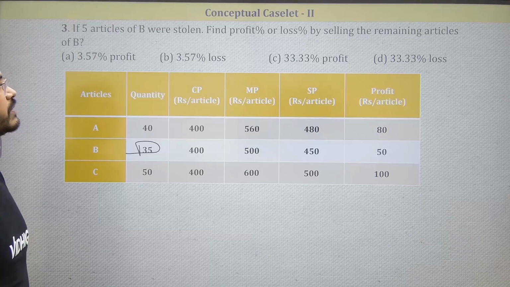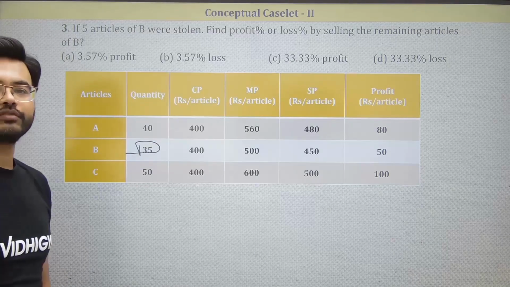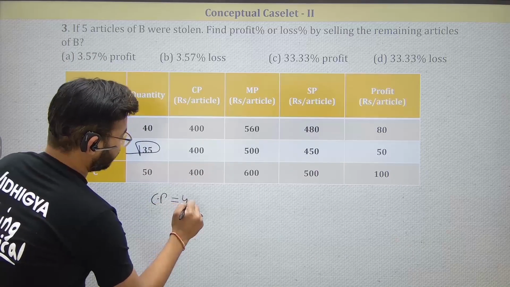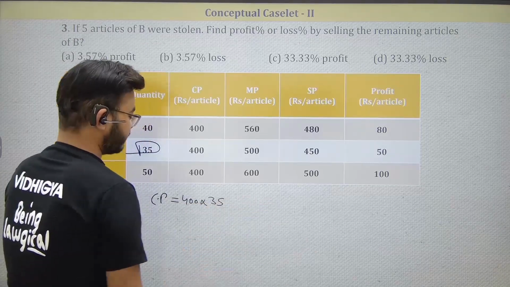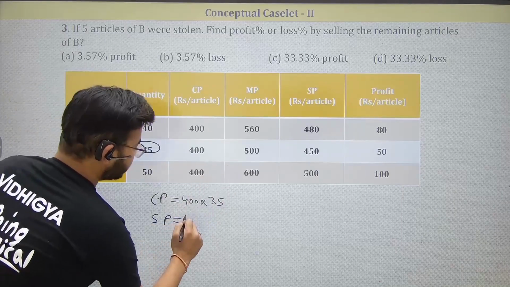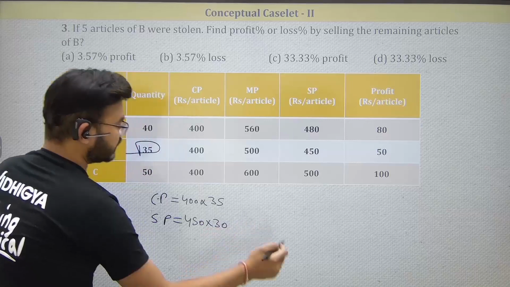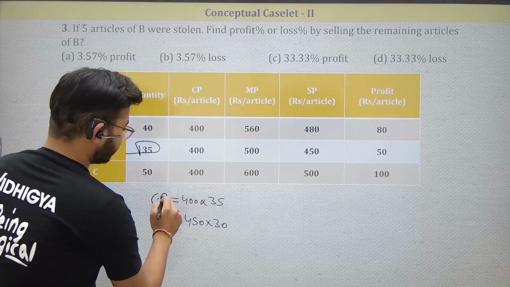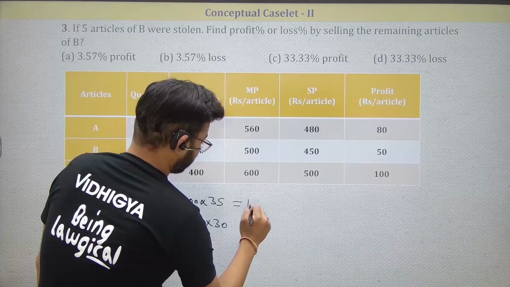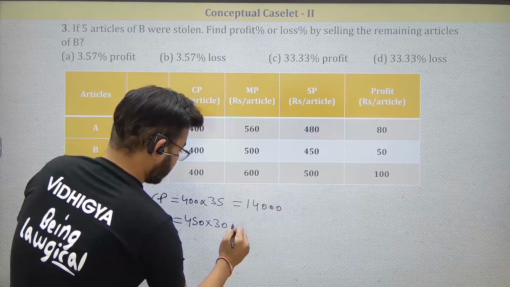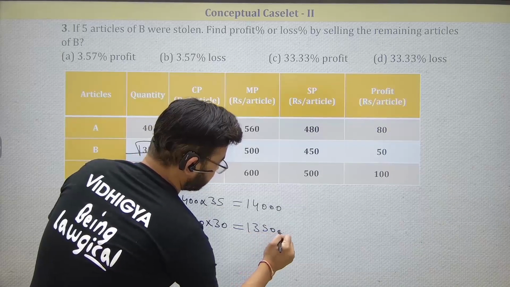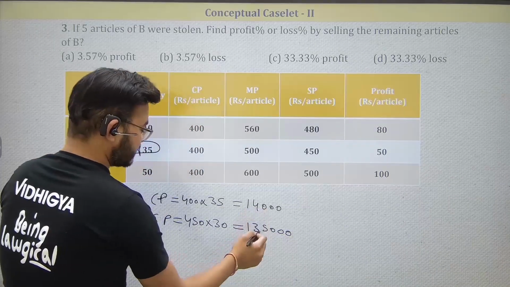Next, if 5 articles of B were stolen, so out of these 35, 5 were stolen. We need to find the profit percent or loss percent by selling the remaining articles of B. So for B, the total cost price is 400 into 35. Now, unfortunately, 5 got stolen. So selling price is 450 into 30. So 35 into 400 will come out to be 14,000. And this will come out to be 45 into 3, 13,500. So that means cost price is greater than selling price.